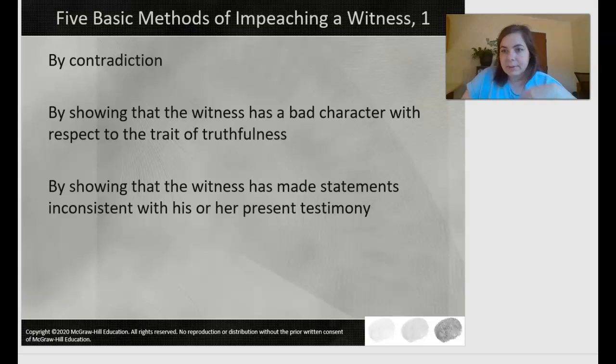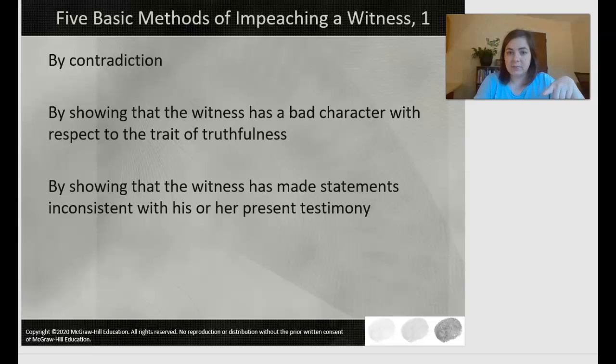So when we are talking about impeachment, this is not like impeaching a Supreme Court justice or the president. This means to damage or destroy a witness's credibility. And there are five common methods to impeach a witness. The first method is to contradict their testimony with other testimony.